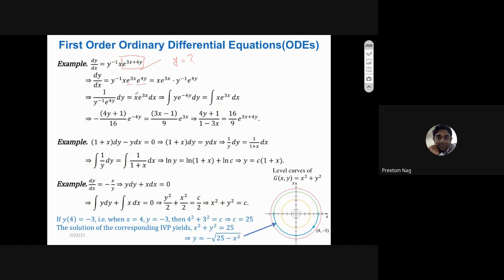So now at this moment you have to group all the x terms and y terms. So this is all x terms, this is all y terms. So all y terms should move to the left hand side, all x terms should stay in the right hand side. So 1 by y to the power minus 1 to the power 4y dy can be written as y to the minus 4y dy and x to the power 3x dx.